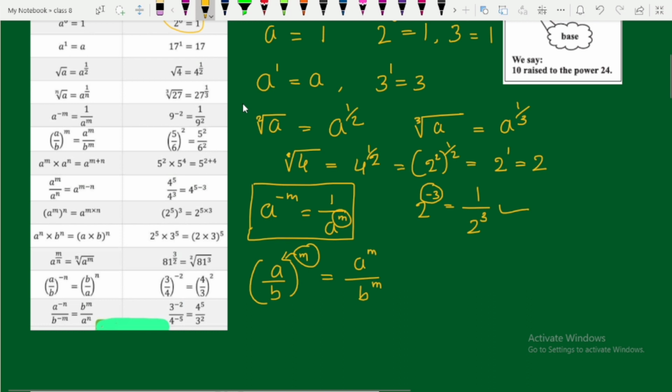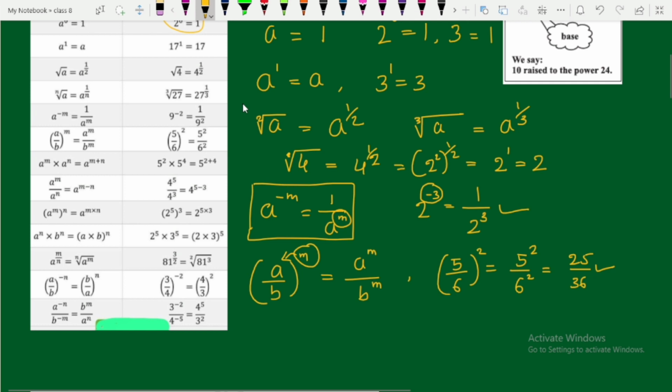Okay, these are the laws which we are going to use while solving the sums. For example, you can see (5/6) whole raised to 2. This way I can write it as the square will come for each term, that is 5 squared upon 6 squared. 5 squared we can write as 25, then 6 squared we can write as 36.